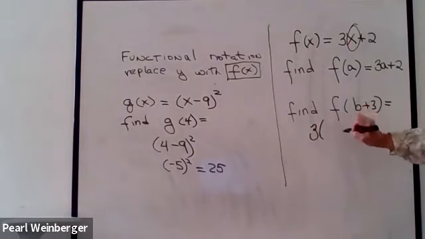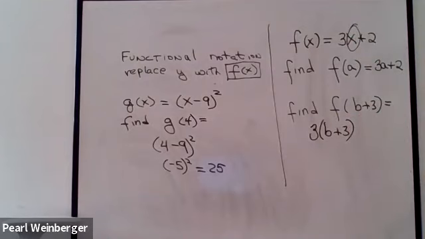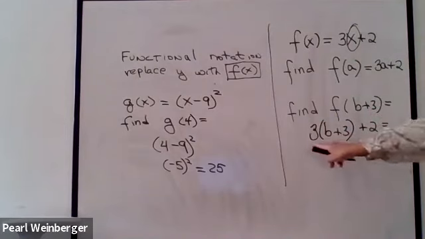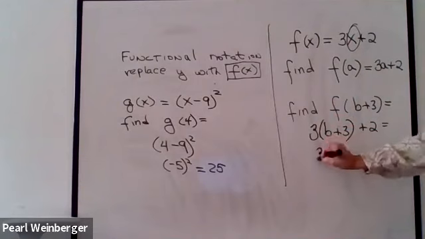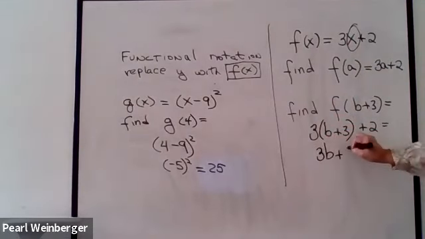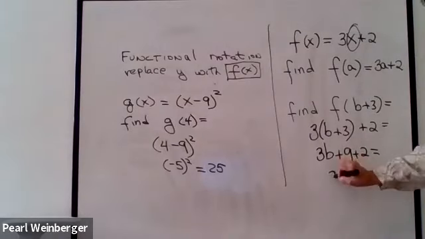Now, I have to put a parentheses around it because the x is more than one term. So it's 3 times b plus 3, plus 2. Of course, if we can simplify, we do. We'll use our distributive property and we'll get 3b plus 9 plus 2. These two numbers are like terms. So in simplest form, that answer becomes 3b plus 11.